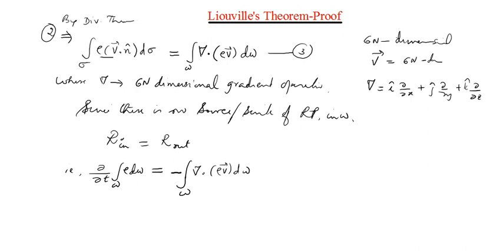So now, both the integrals are over the same volume omega, so I can put it together. I'm taking the RHS to the LHS and putting the integral as common, so it will be equal to the integral over omega of dou rho by dou t plus del dot rho v, d omega, and that should be equal to 0. So we call that equation number 4.